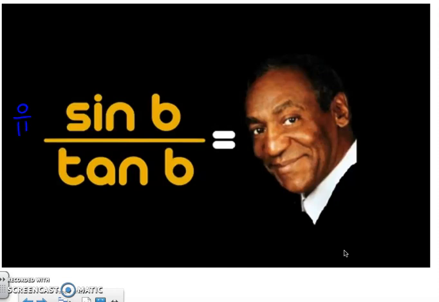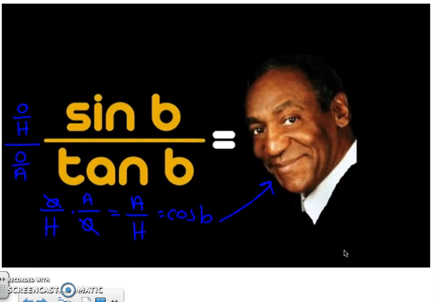Sine is opposite over hypotenuse, and tangent is opposite over adjacent. So remember, when you're dividing fractions, that's the same as multiplying by the reciprocal. So I'm going to make that O over H times A over O. And then when you multiply, goodbye O's, and you would get A over H, which is cosine of B, aka cos B. So that's how it works out, okay?